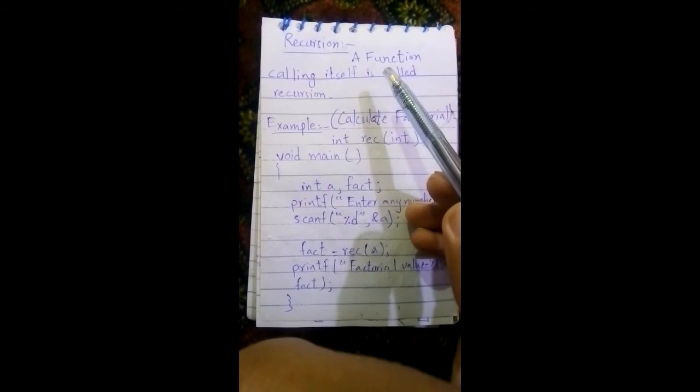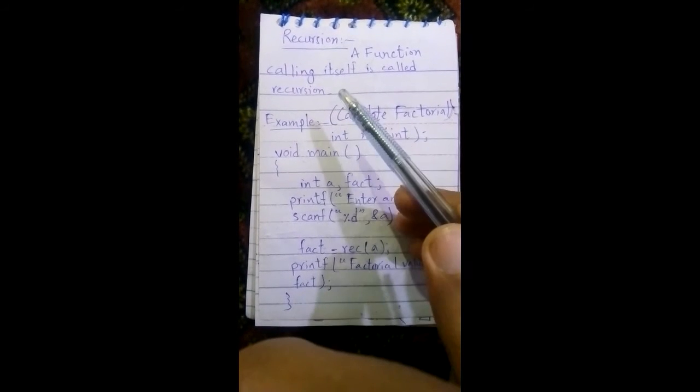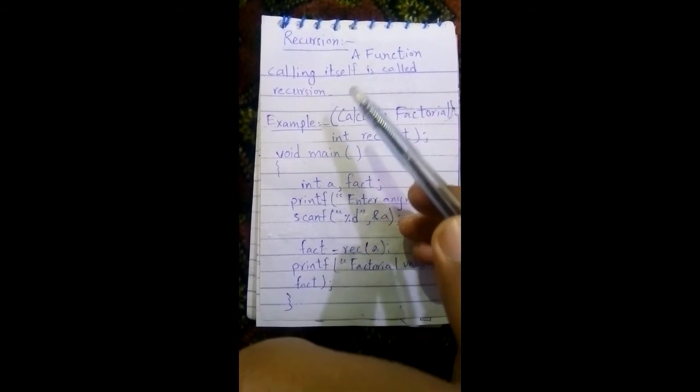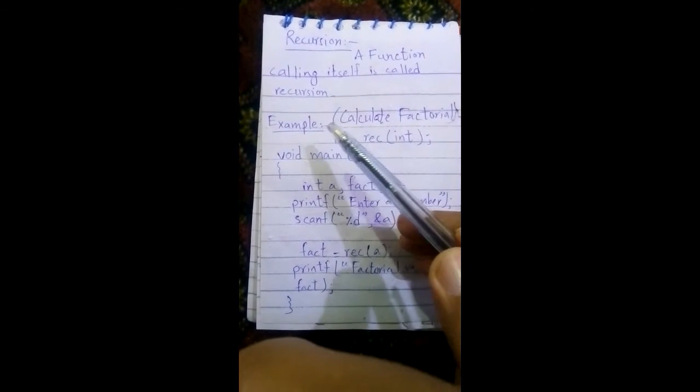A function calling itself is called recursion. When a function calls itself, then this process is called recursion. Let's take this example of calculating factorial.